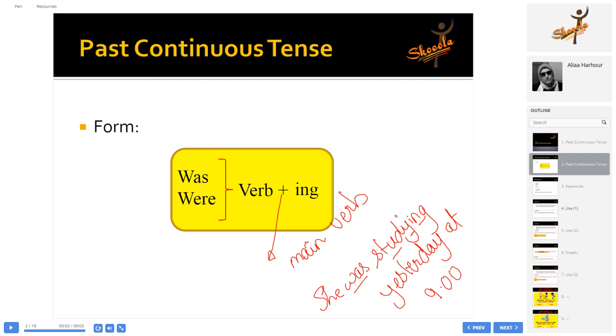The main verb is the verb that gives the meaning of the sentence. It takes ing, and before the ing verb we have was or were. And we said again, was comes with the subjects I, he, she, and it. Were comes with the subjects they, we, and you. This is how we form the past continuous tense. This is idea number 1. Idea number 2 comes now.